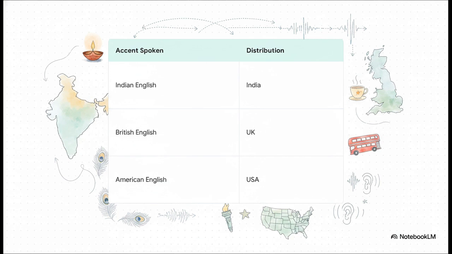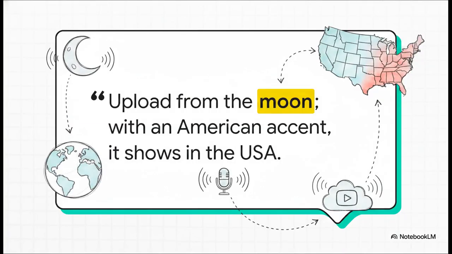Same exact thing goes for British English being served primarily to the UK. The accent itself acts as a geographic anchor. So, if you want American distribution, the audio must inherently match the American ear. I absolutely love this analogy from our source material because it forms the absolute core of today's explainer. Even if you upload from the moon, if you have an American accent, your video will be shown in the USA.